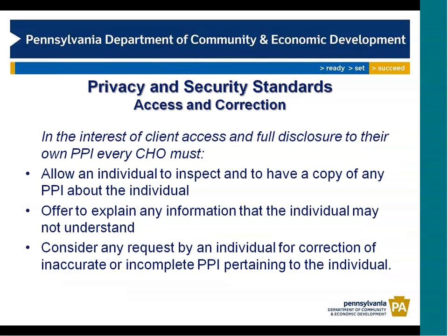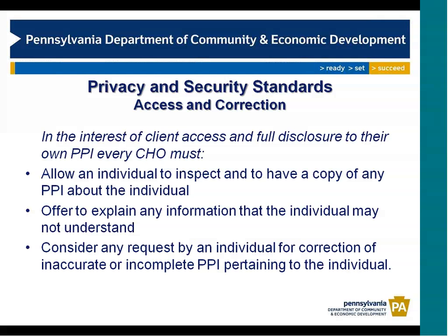Access and correction. In the interest of client access and full disclosure to their own PPI, basically access to their own data that you guys are collecting for themselves, every CHO must allow an individual to inspect and have a copy of any PPI about the individual. This includes access to any electronic data entered into the PHMIS system, as well as any hard copy files that you've collected and keep on premises. You have to offer to explain any information that the individual may not understand if they have any questions about it. You need to consider any request by an individual for correction of inaccurate or incomplete PPI pertaining to this individual. So you do have to take those matters serious.